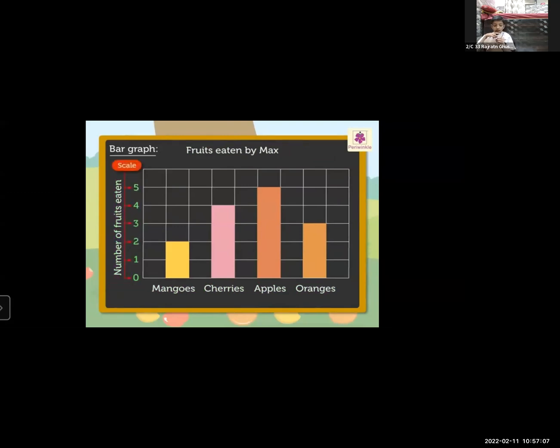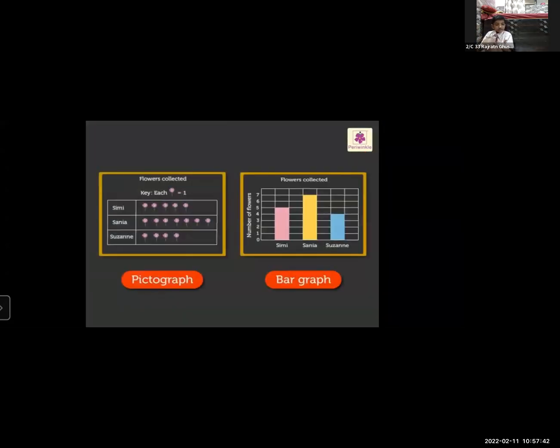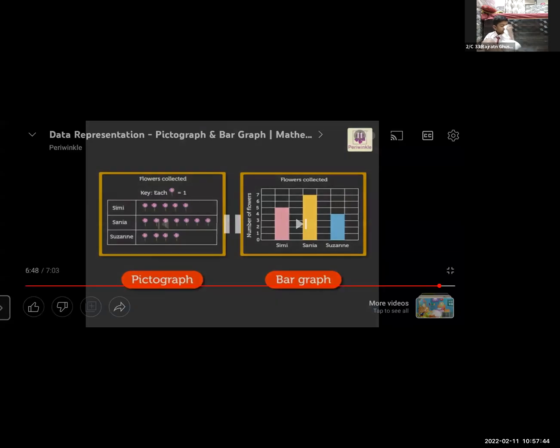The scale tells us the number of fruits eaten. Hence, from the bar graph, we can say Max ate 2 mangoes, 4 cherries, 5 apples, and 3 oranges. From the information so obtained, we can say how many fruits Max ate in all, how many more apples he ate than mangoes, and so on. Hence, we can obtain a lot of information from a bar graph too. Hope it was fun to learn the different methods of data representing.